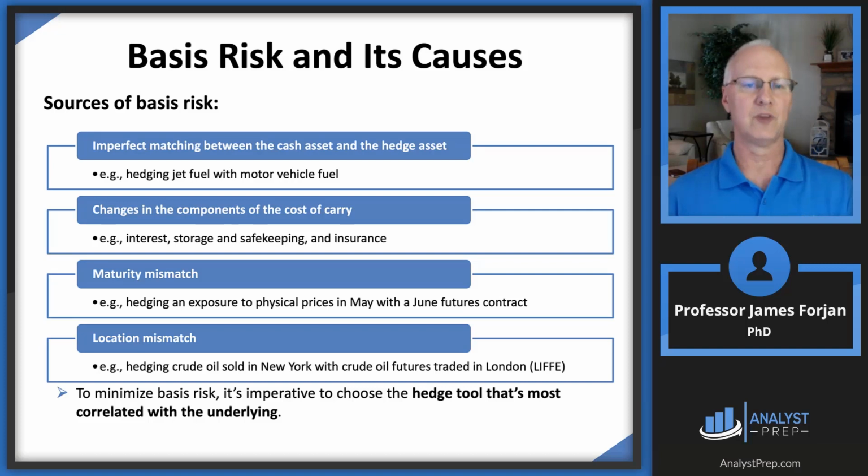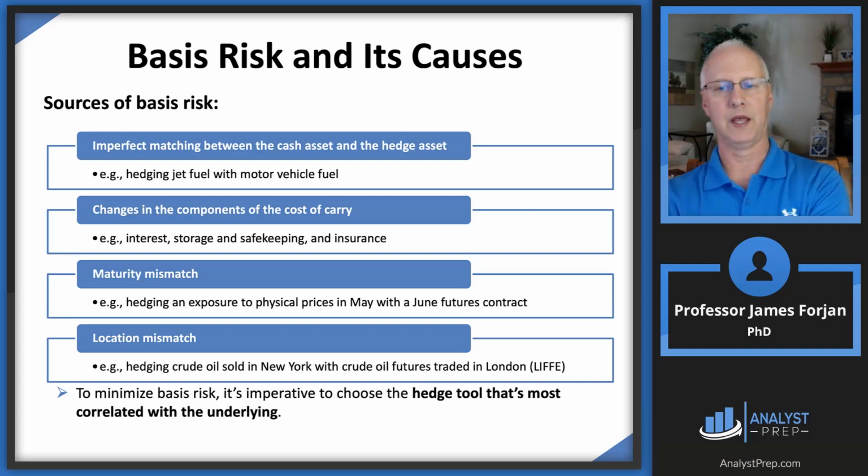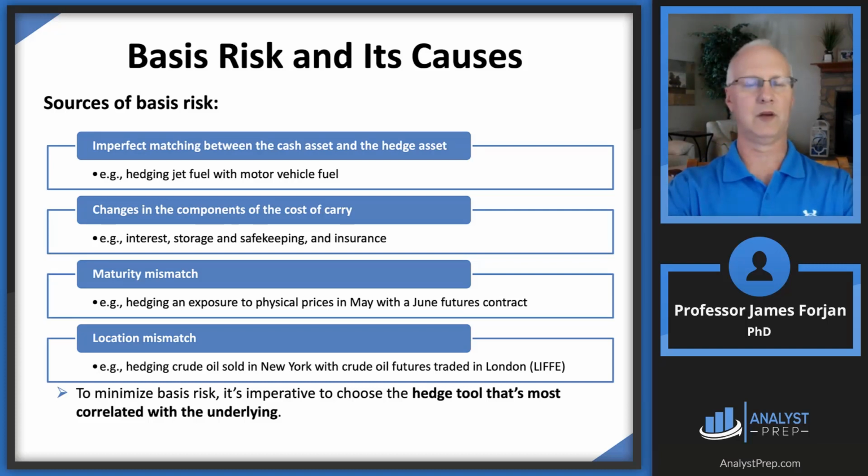And then there's the possibility that you're going to hedge with maybe the New York Mercantile Exchange, and then maybe with the London International Financial Futures and Options Exchange. Maybe there's differences in prices. Maybe you're going to look at the spot price in New York and the futures price in London. Either way, these are 4 good sources of basis risk to remember.